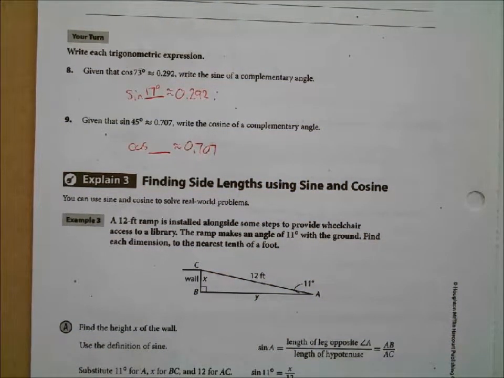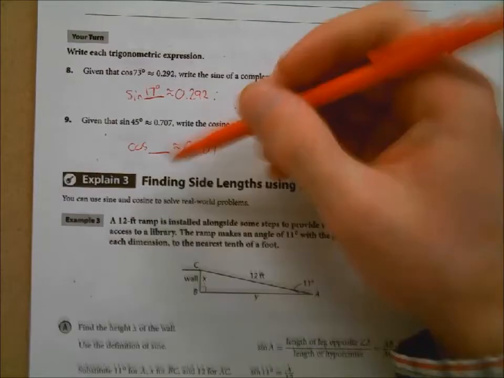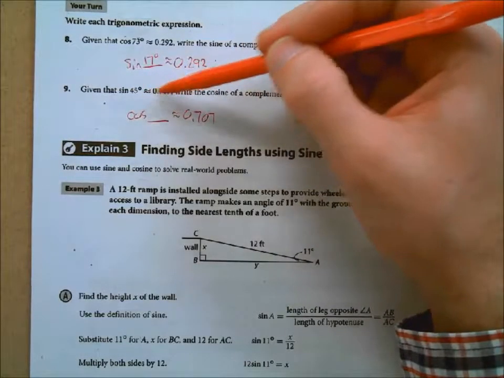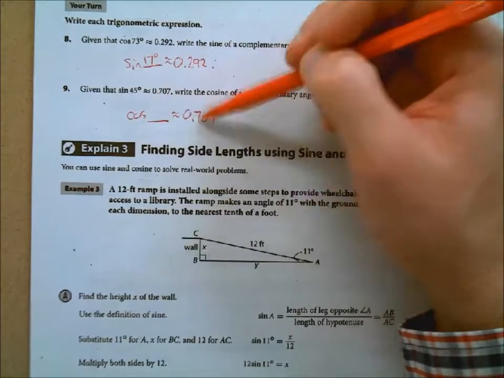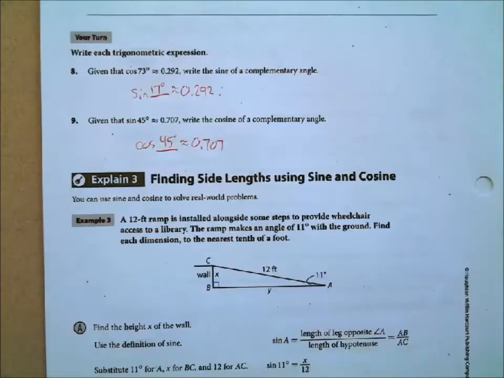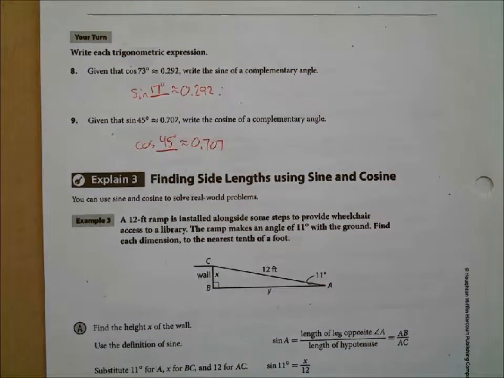Then, Colin, can you give me number 9? If the sine of 45 is about 0.707, the cosine of what is going to give us about 0.707? Very good. Just their complements. That's all that's asking for. All right, questions on 8 or 9? Ready to move on to solving for some missing sides now?